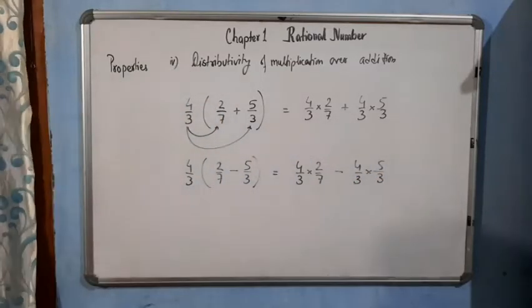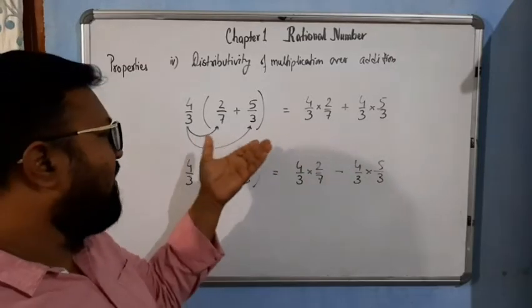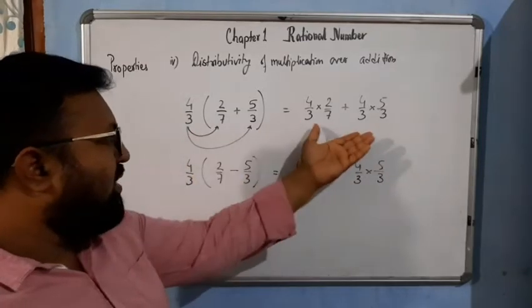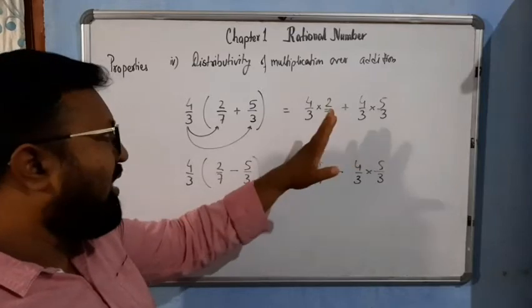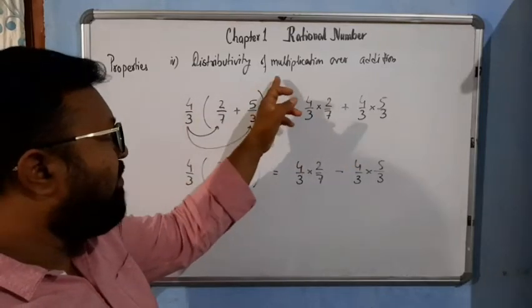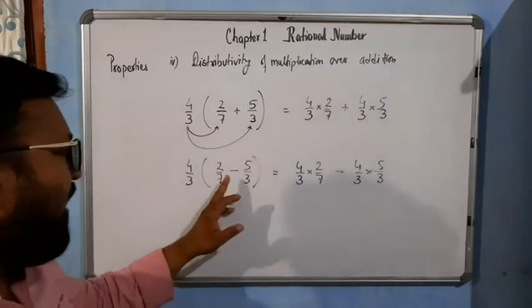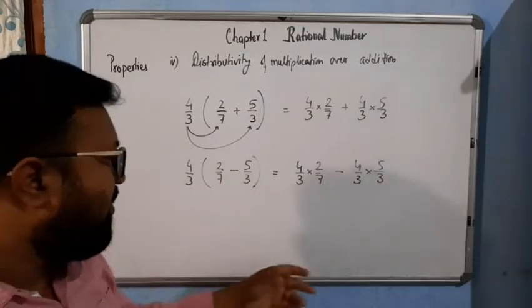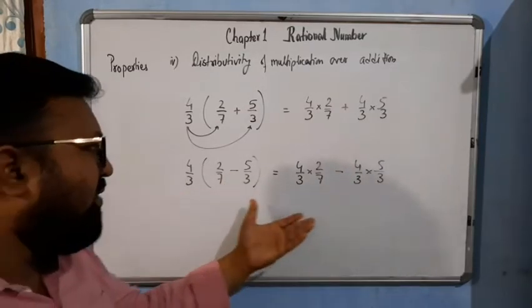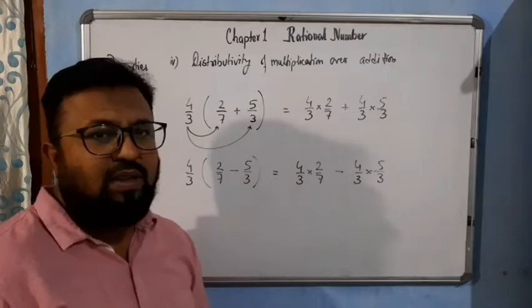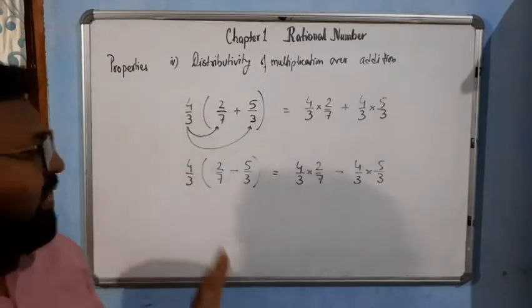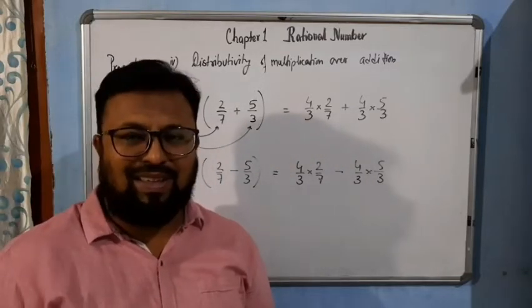So in both the cases, after solving, you will get that the result of the left hand side will be equal to right hand side for addition. So in that case, we will say distributive property of multiplication over addition, and in case of subtraction also, you will get the same result on left hand side equal to right hand side after solving this one. So I hope you have understood this part. It's very easy. Now come to the next topic.